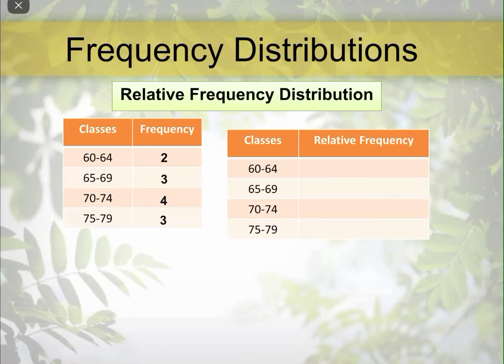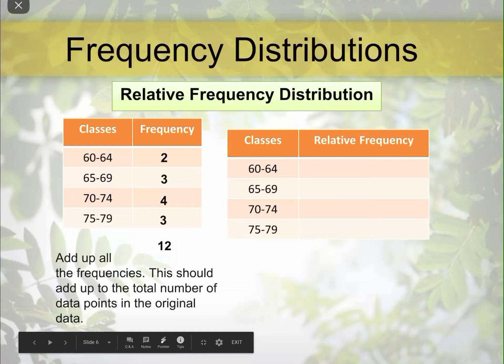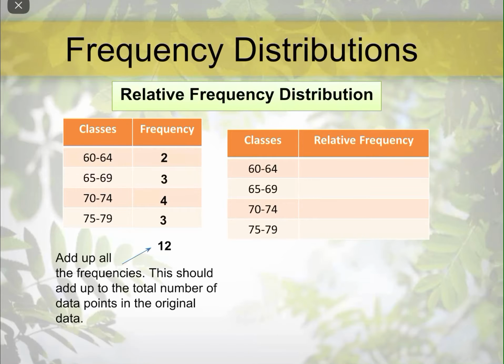Okay, next topic, relative frequency distribution. If you have a frequency distribution like we have on the left here, remember to figure out what the total number of data points was. We just need to add up each frequency. The frequency represents the number of data points in each class. So if we calculate 2 plus 3 plus 4 plus 3, we get 12. That should be the total number of data points in the original data. We're going to need that number to figure out the relative frequency.